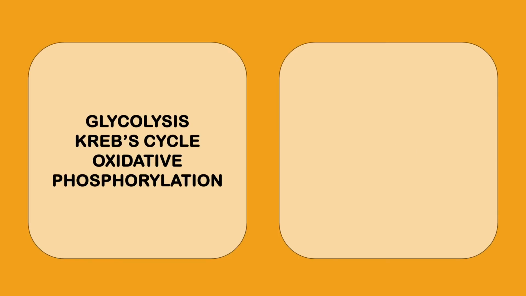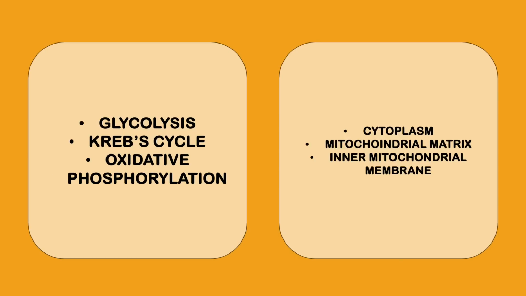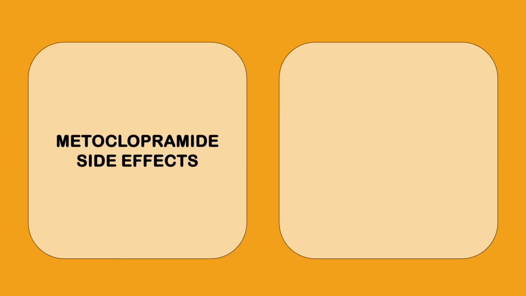Locations of glycolysis, Krebs cycle, and oxidative phosphorylation in the cell. Glycolysis happens in the cytoplasm. Krebs cycle happens in the mitochondrial matrix. Apologies for the typo there. Oxidative phosphorylation happens in the inner mitochondrial membrane.